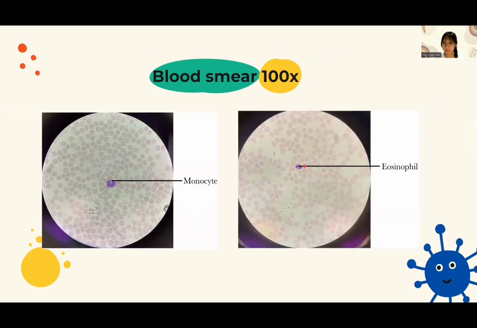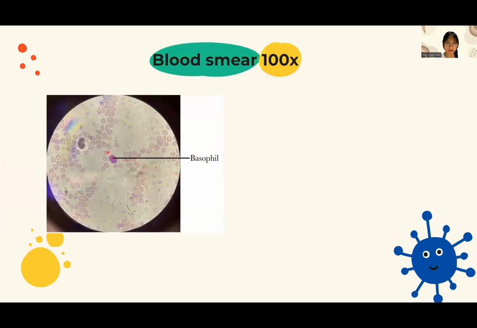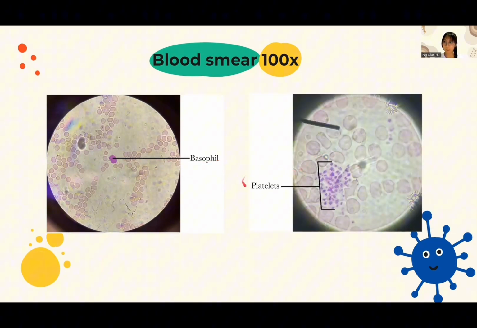And this is called an eosinophil. Eosinophils have a normal range of 2 to 4% of the white blood cells. Next, this is called a basophil. The normal range of basophils is 0.5% to 1% of the white blood cells. And this is called platelets. The function of the platelets is to prevent and stop bleeding. That's all for my part.